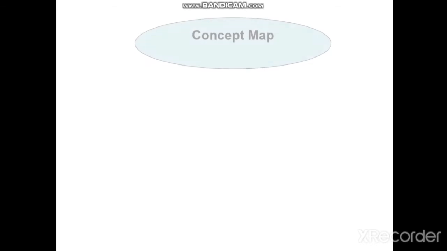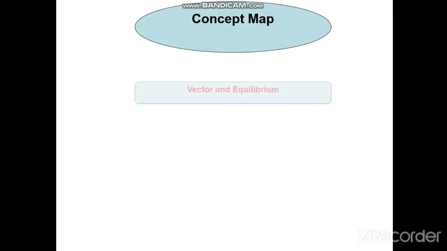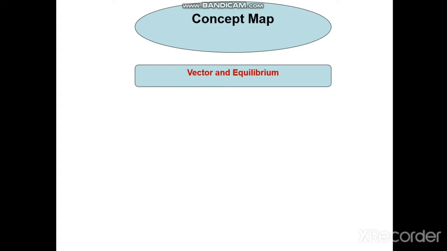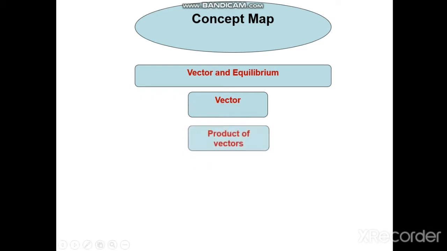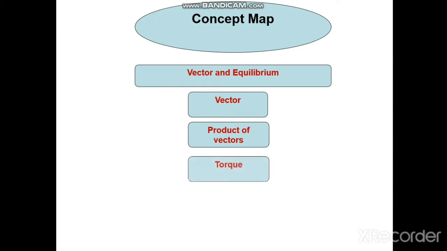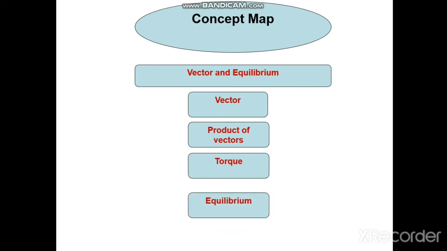Let's first see the concept map of chapter number 2. In this chapter we will cover the following topics. The first one is vector. In this topic we will learn about what a vector is and how we can represent a vector, and what things are required for the complete description of a vector. Then we will study the product of vectors. There are two types of product of vectors. Then we will study torque, that is the turning effect of force, and then equilibrium. So these are the four main topics that we are going to study in this chapter.